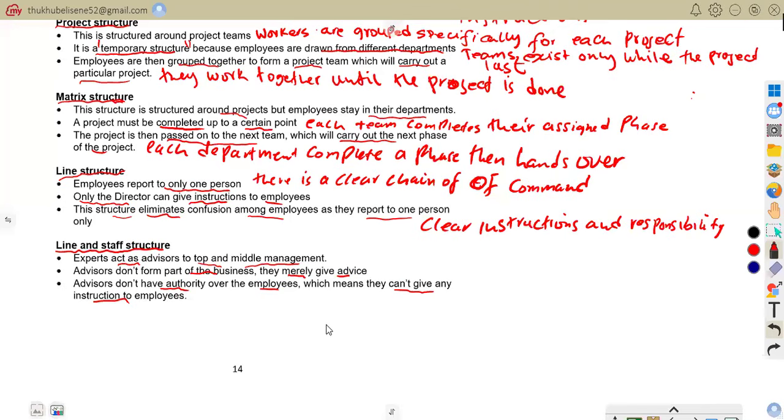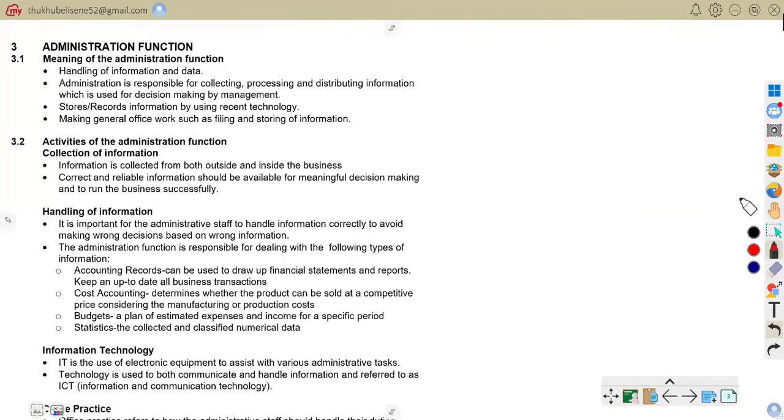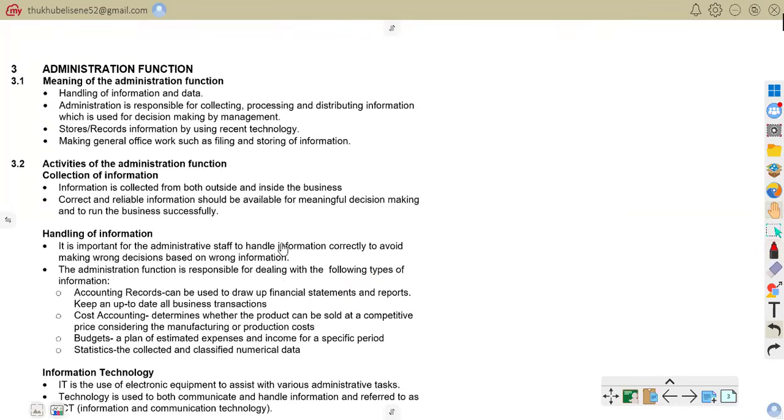So now let us move on to administration function. So here we are on administration function, the meaning of administration function.